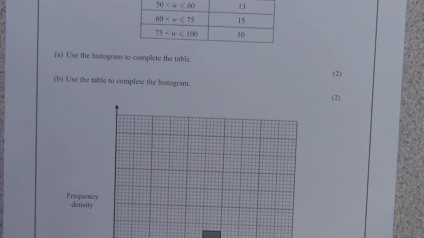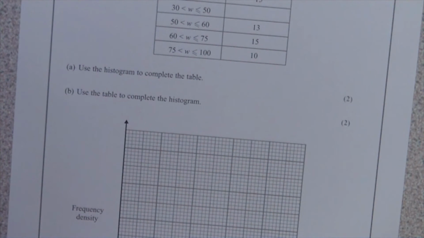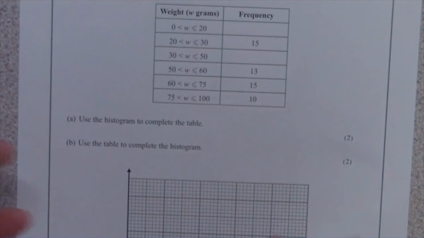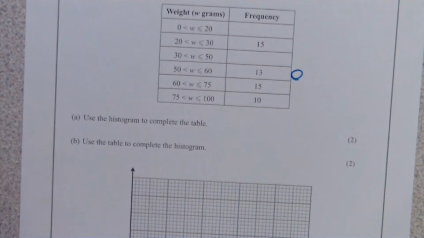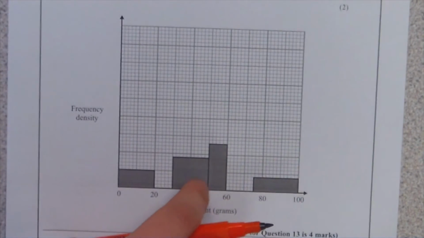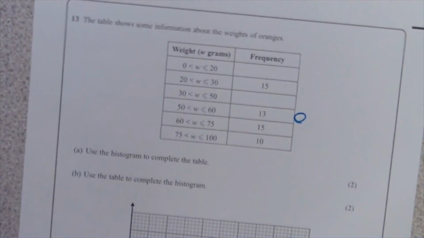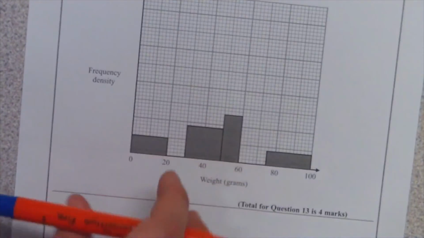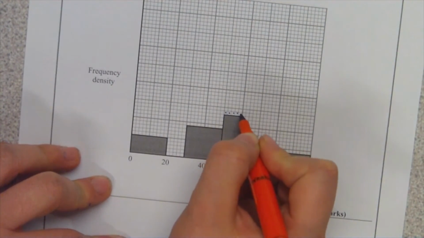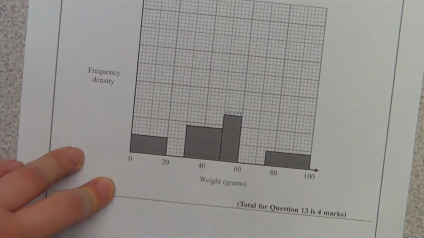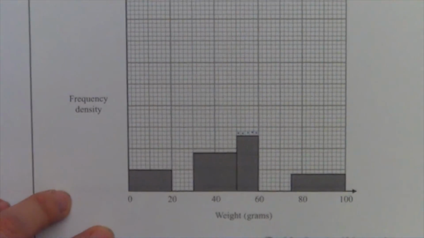So I have information for the 50 to 60 weight, which is represented here on the histogram. There are 13 oranges that are between 50 and 60 grams. Here I've got 1, 2, 3, 4, 5 squares across. Okay, so if I zoom in a little bit.